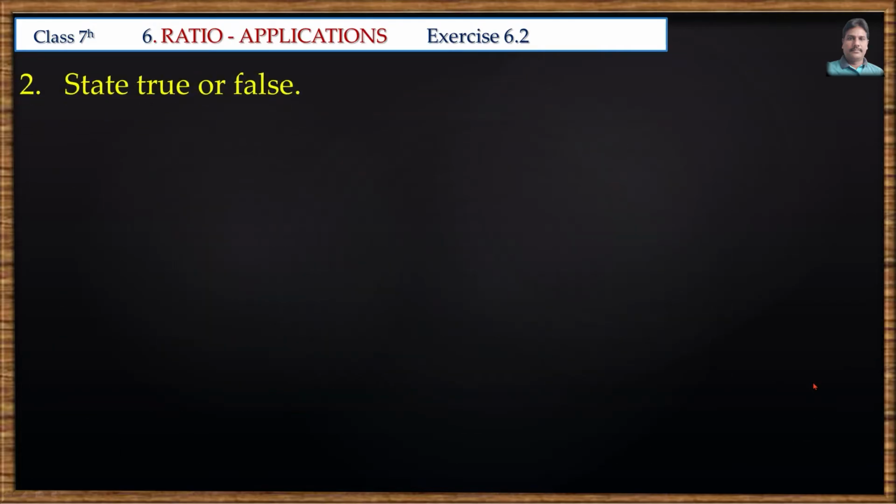Second problem, state true or false. First bit is given as 15:30 is proportionate to 30:40. We have to check whether this proportion is true or false. That means whether these ratios both are equal or not.